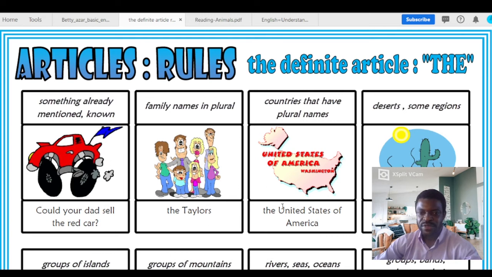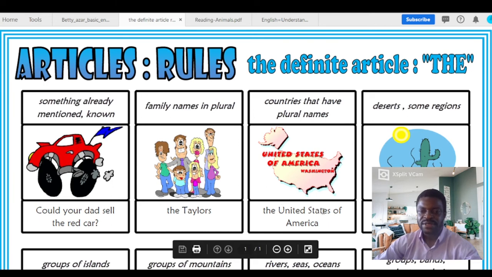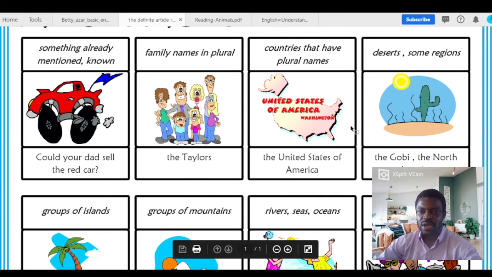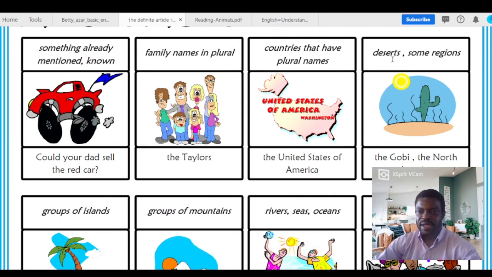We also use "the" when we talk about countries that have plural names. For example, the United States of America. You see, United States, we've got an S on the country name. So we have to use what? The United States of America. We also use it when we talk about deserts or some regions, say the Gobi, the North America, the Atlantis.